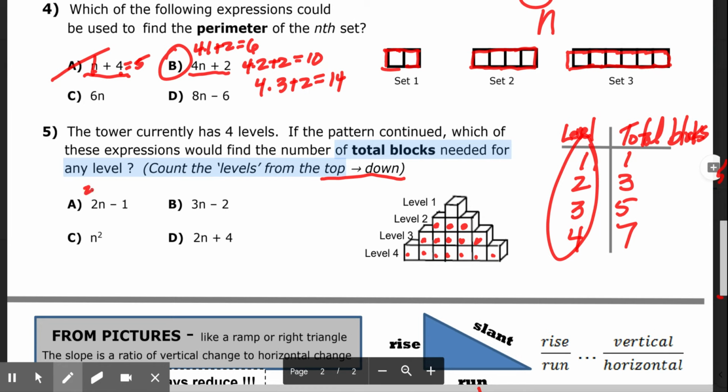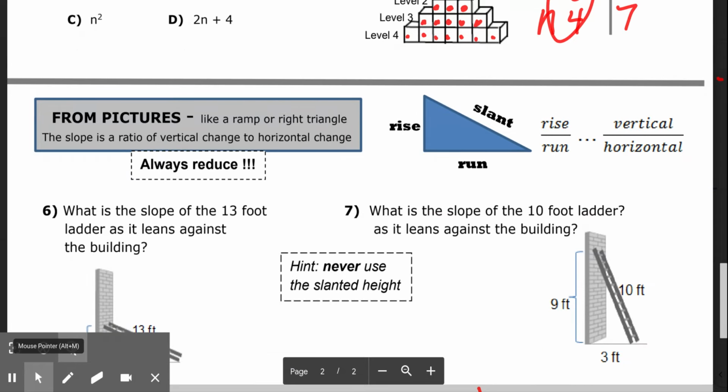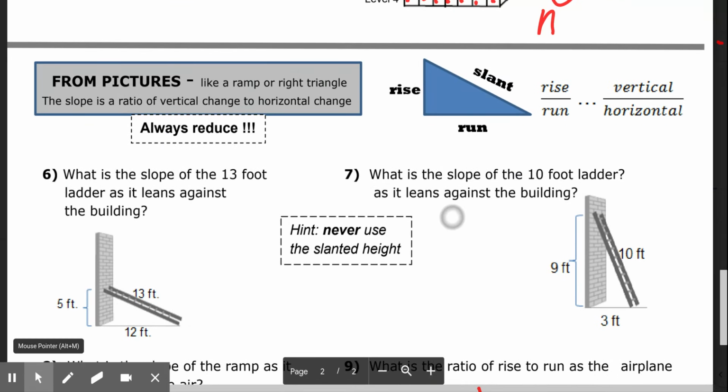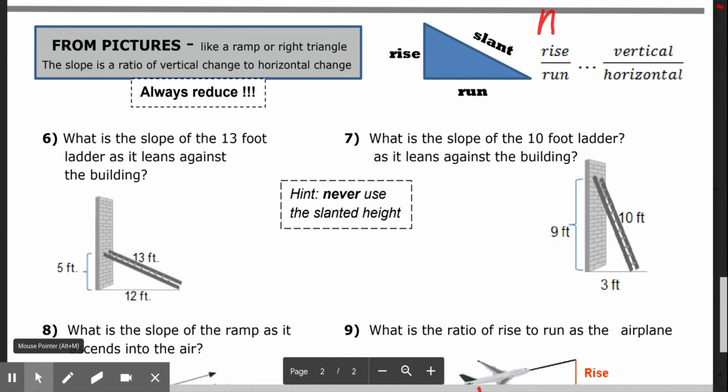Let's try this one. 2 times 2 is 4, minus 1 is 3. 2 times 3 is 6, minus 1 is 5. And 2 times 4 is 8, minus 1 is 7. So that one actually works right away. Okay, let's go ahead and take a look at now from pictures. We're going to find the rate of change from pictures. Let's look at problem number 6.